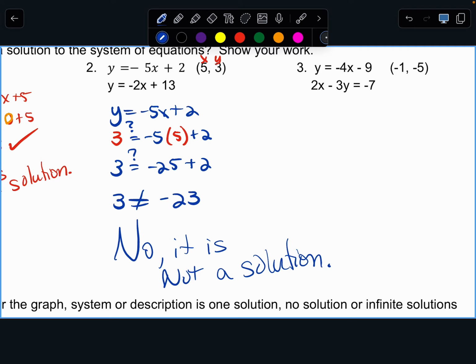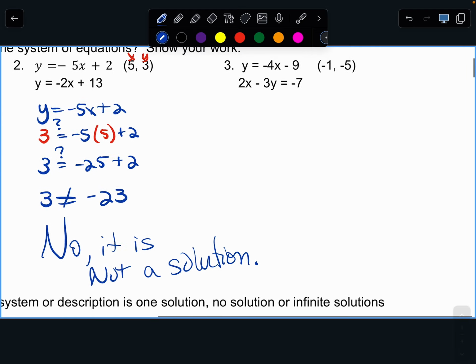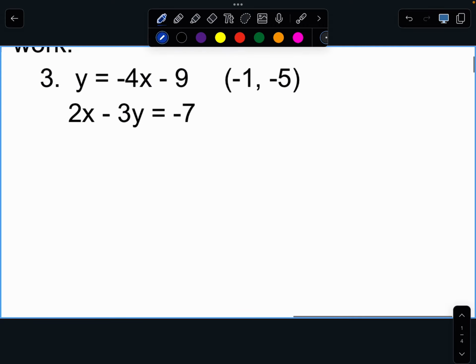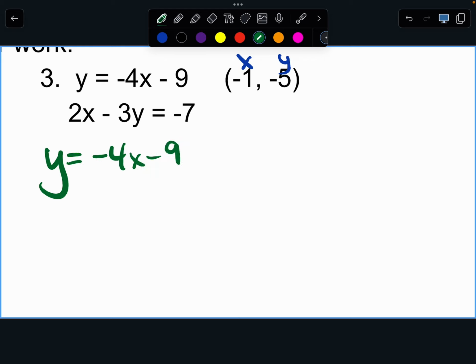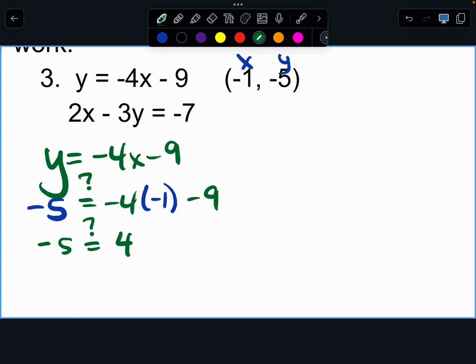Now make sure you don't say no solution because that means something different. So then we're going to come over to this one. This is my x value. This is my y value. I'm going to go to my first equation. I'm going to plug in negative 5 for my y value and negative 1 for my x value. Do they equal each other? Negative 5, does that equal 4 minus 9? Negative 5 does equal negative 5, so it does work for that one.